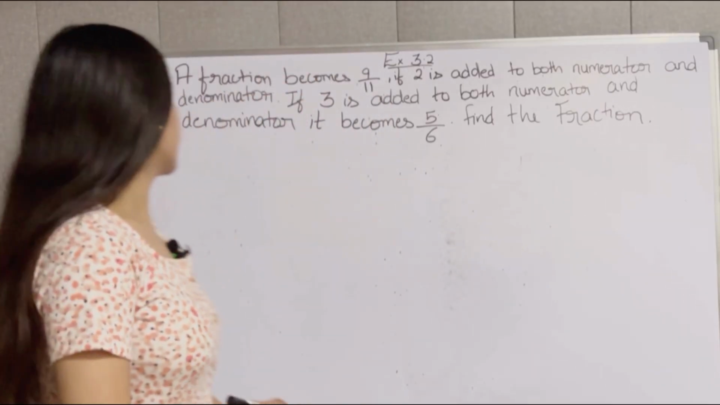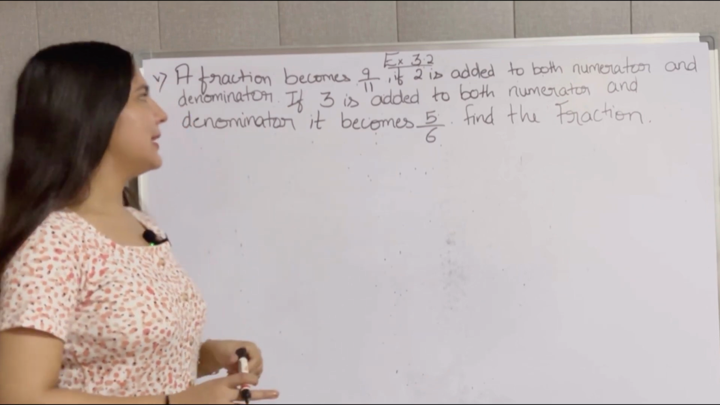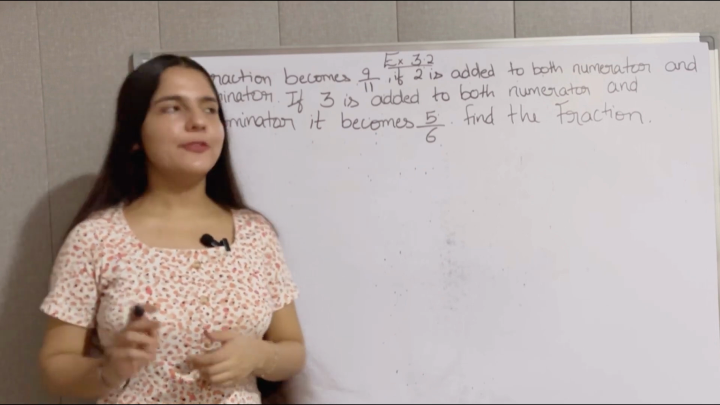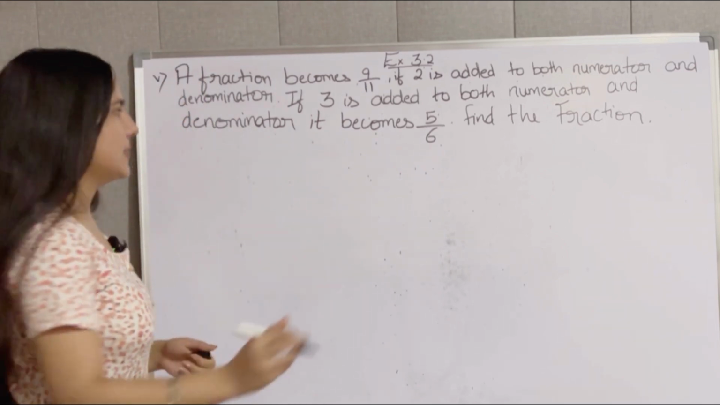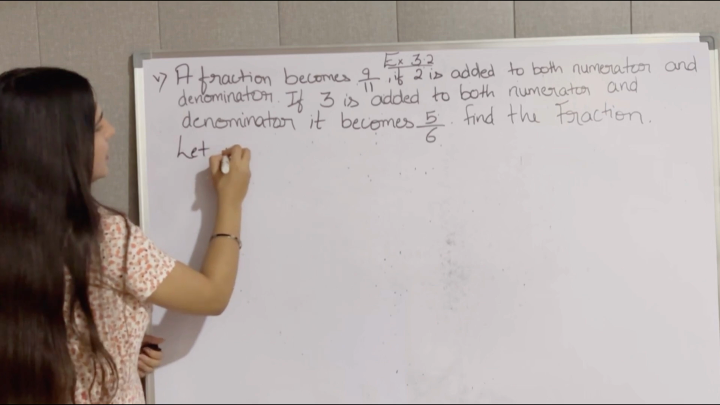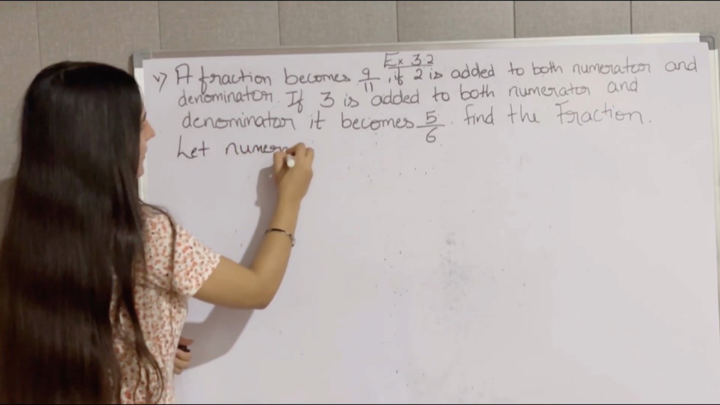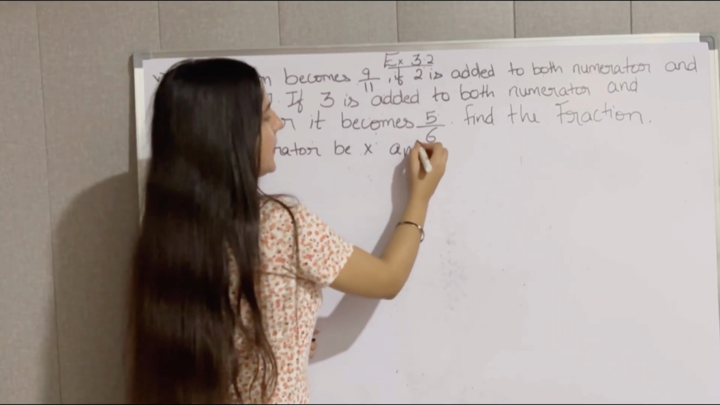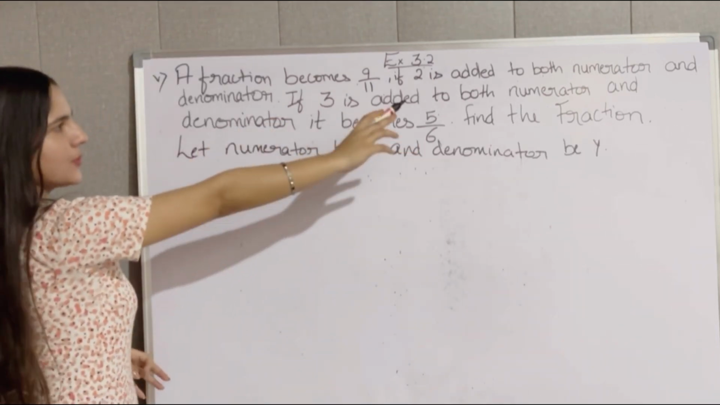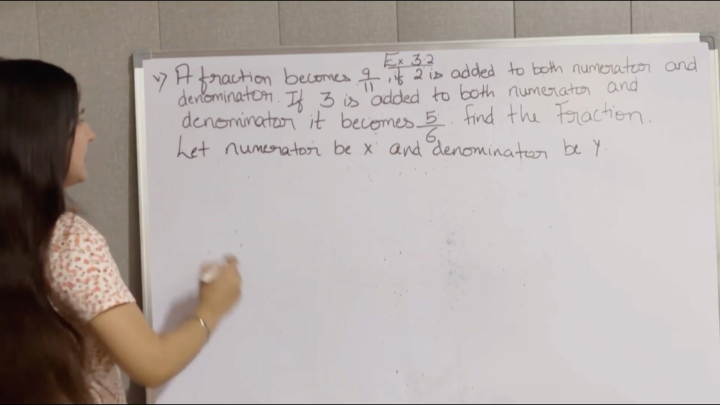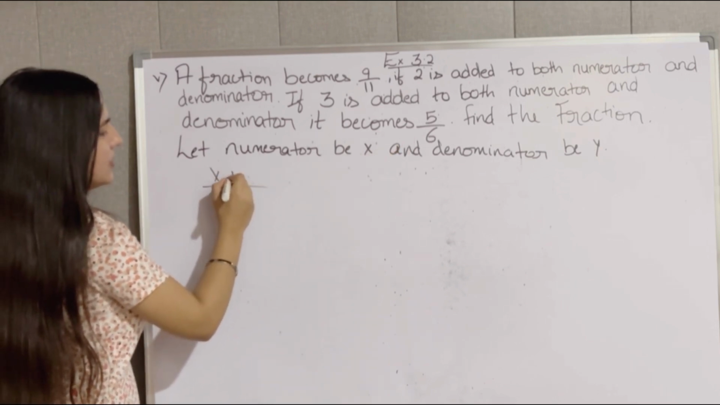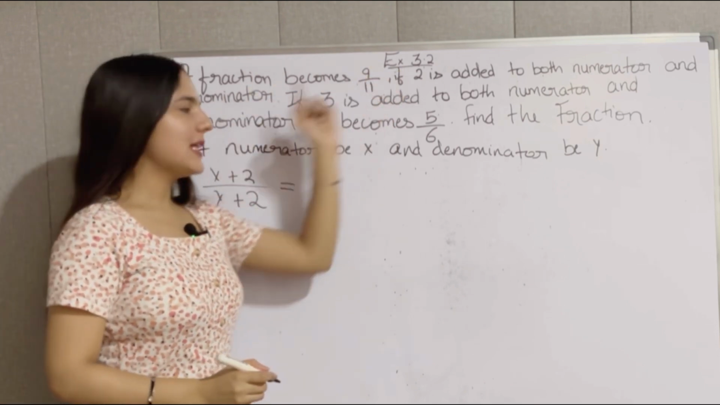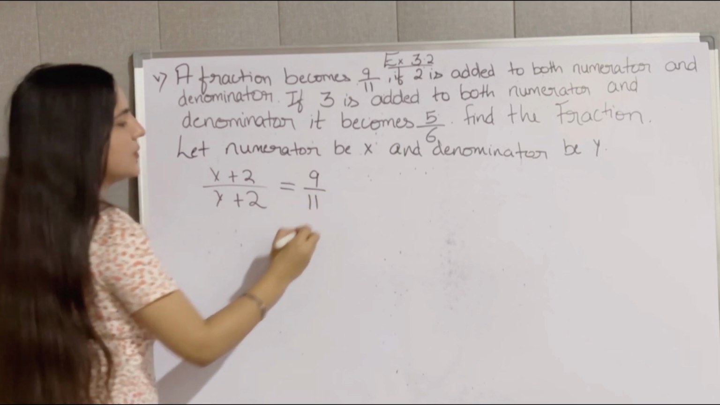Our next part is: a fraction becomes 9 upon 11 if 2 is added to both numerator and denominator. So in this question we have a fraction. A fraction has two parts, numerator and denominator. So let the numerator be x and the denominator be y. So according to the first condition, if 2 is added to both numerator and denominator, 2 is added to the numerator and 2 is added to the denominator, they are saying the fraction becomes 9 upon 11. So this is the first condition.